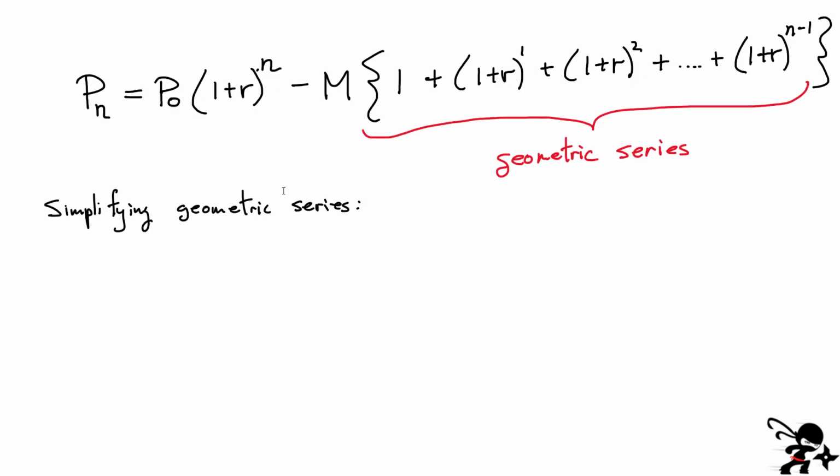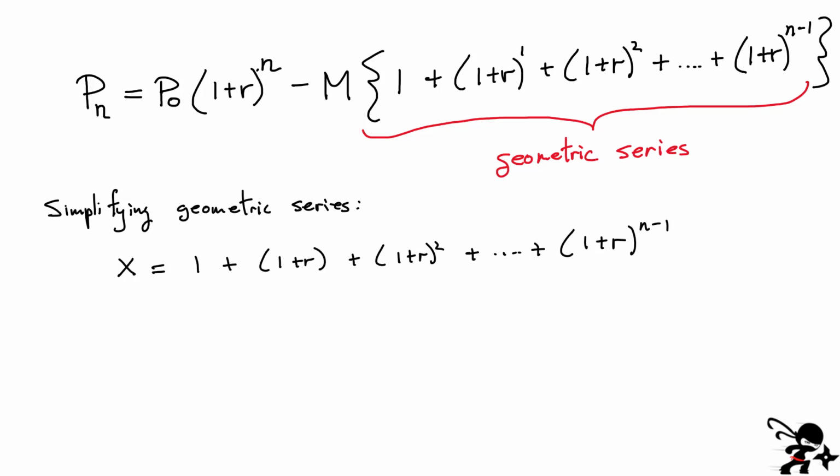All right, so to simplify this series, what we're going to do here is simply define it as x. Okay, let me go ahead and write it down. X is simply going to be 1 plus r plus 1 plus r squared plus all the way to the end, right? The last term here is going to be 1 plus r to the n minus 1.